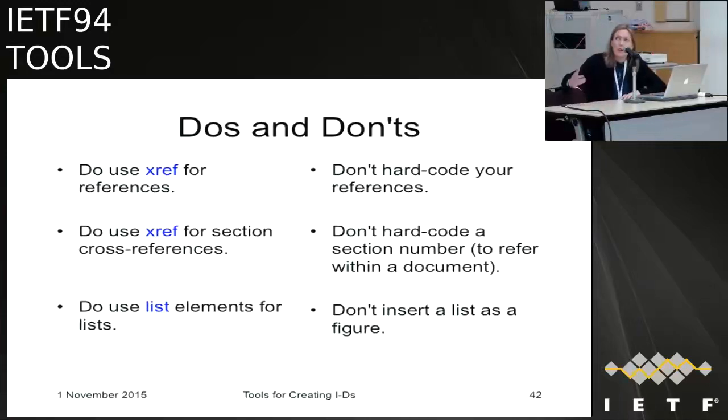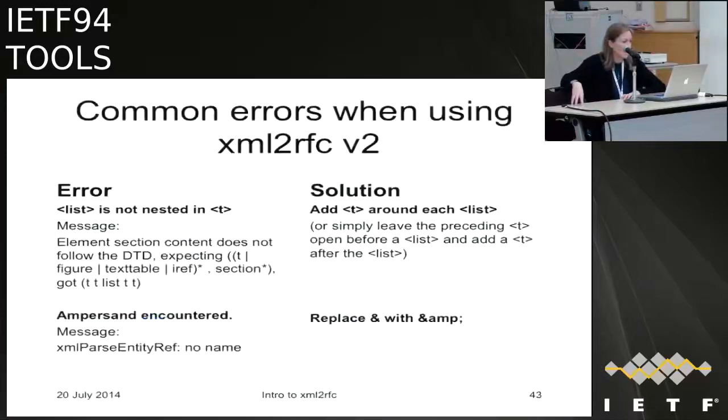So some people with V2 are seeing errors, like the DTD errors, that they hadn't seen before because V1 was more forgiving. For example, list is not nested in T and it gives you a message about the DTD. So the solution is you have to put a T tag around the whole list or simply leave the preceding paragraph open. Similarly, ampersands: it used to do a best effort thing and would not complain, but now it complains. So XML parse entity ref no name, it's basically you have an ampersand in your text, you need to replace it with the entity for an ampersand.